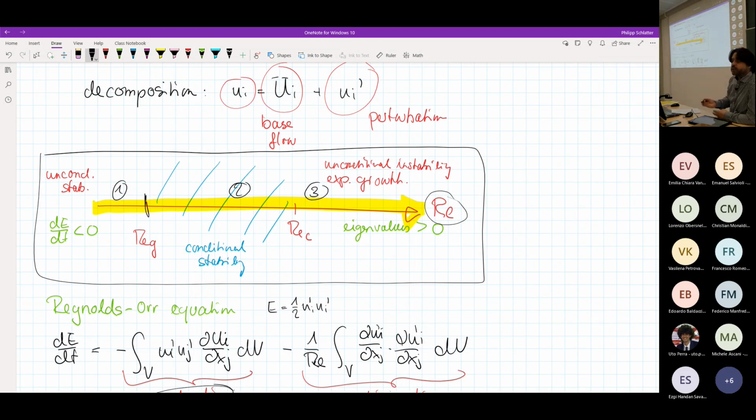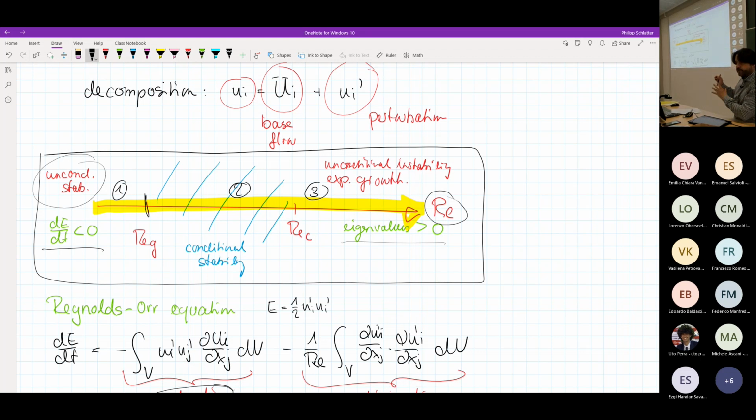Now, with the tools that we have introduced so far, we have realized that unconditional stability would mean that there is no energy growth. So everything that I have in terms of disturbances would just decay over time. And of course, this is for very low Reynolds numbers, so very viscous flows. And this stability will then be determined by the Reynolds-Orr equation.